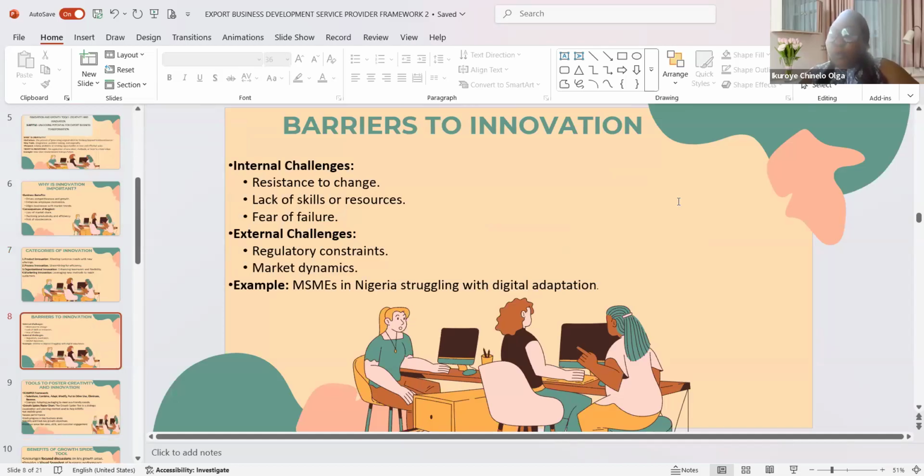Internally, there's often resistance to change, people's fear of failure, or maybe they lack the necessary skills and resources. So you see that there's always resistance to change. There's lack of skills or resources. People are scared to go out there. Oh, what if I don't get it? What if I get it?